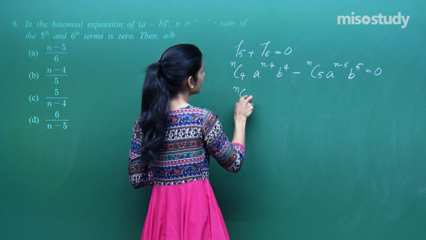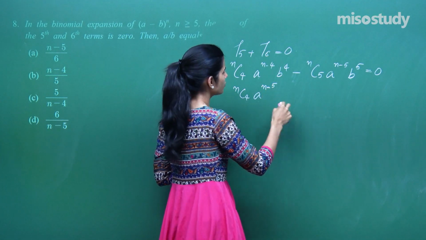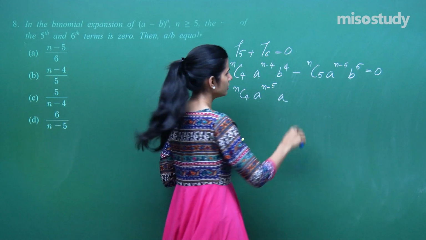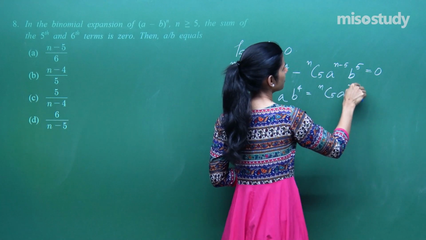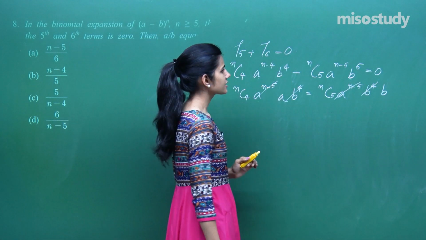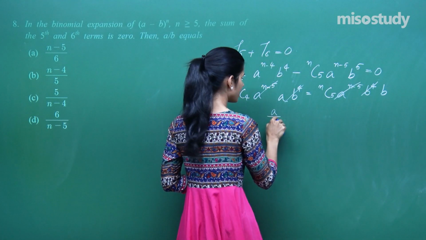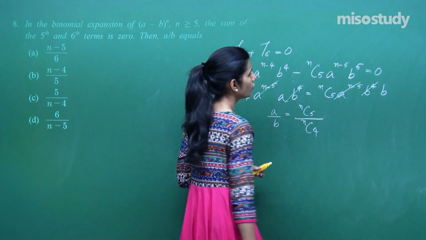Okay, so you can write this as nC4 a to the power n minus 5 plus 1, that means a over here, b to the power 4, is equal to nC5 a to the power n minus 5 b to the power 4 into b. So obviously this gets cancelled. So your a by b is nC5 upon nC4.